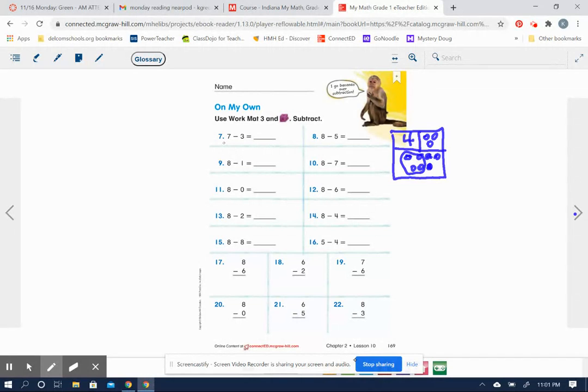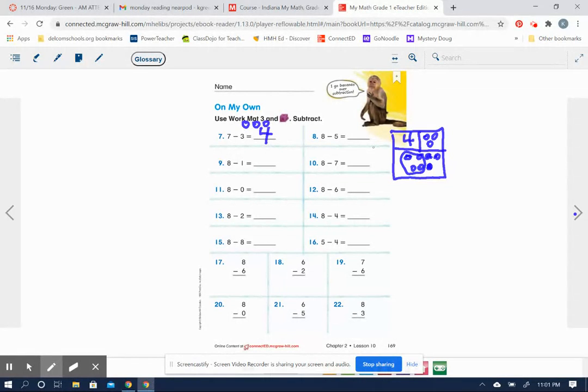You can also count backwards from 7. Put 7 in your head and count back 3 numbers. 1, 2, 3. 7 in your head. 6, 5, 4. The answer is again 4. We keep getting 4, don't we?